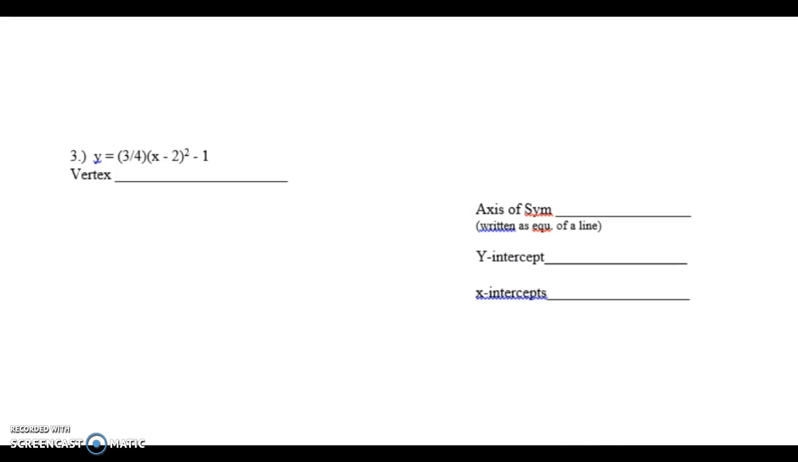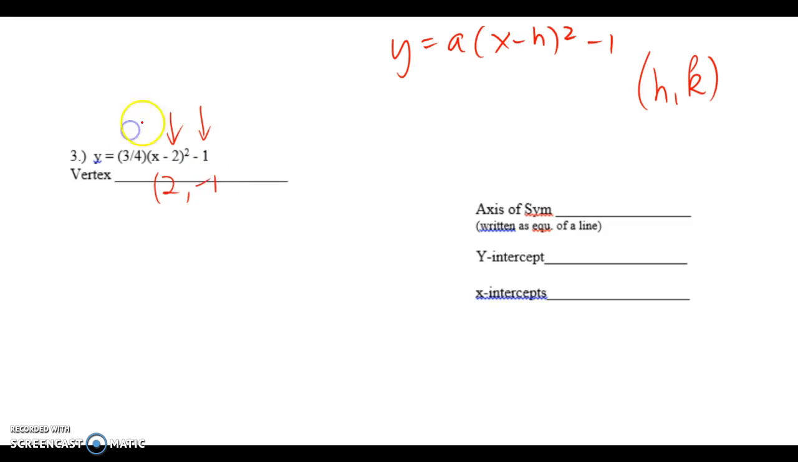All right, so now we're doing the same thing here. This is called the vertex form. Y equals a(x minus h) squared minus 1, where (h, k) is my vertex. Okay? (2, negative 1) is my vertex. You just have to watch this negative sign right here. All right, well, if I know my vertex, then my axis of symmetry is the x part of that vertex, isn't it? All right, here's where I want to remember when I find the y-intercept, x is 0, and when I find the x-intercept, y is 0.